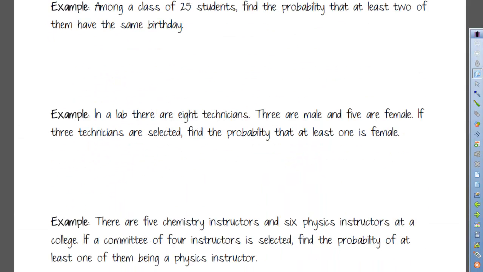Oh, there's the birthday problem. Okay, 2 more. All right, the birthday problem. Well, let's do this one, and then we'll do the birthday problem. In a lab, there are 8 technicians. 3 are male and 5 are female. If 3 technicians are selected, find the probability that at least one is female.